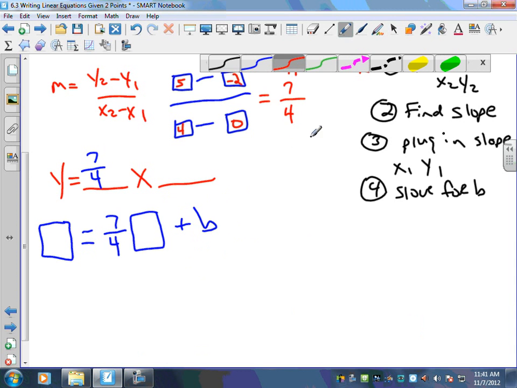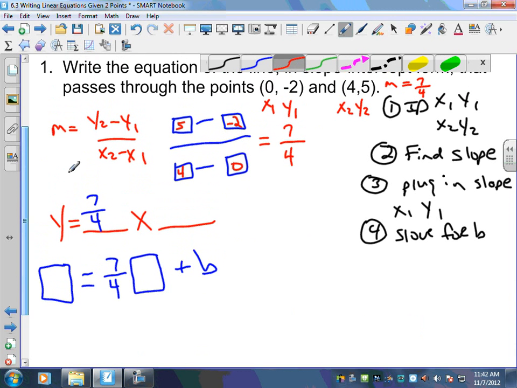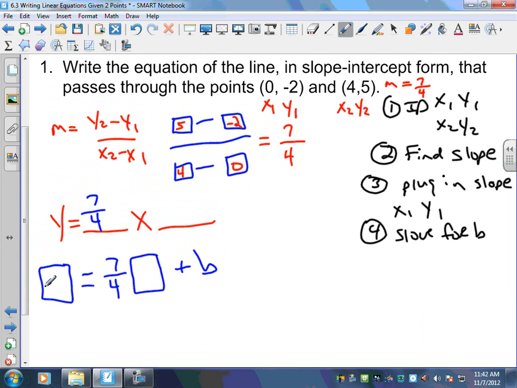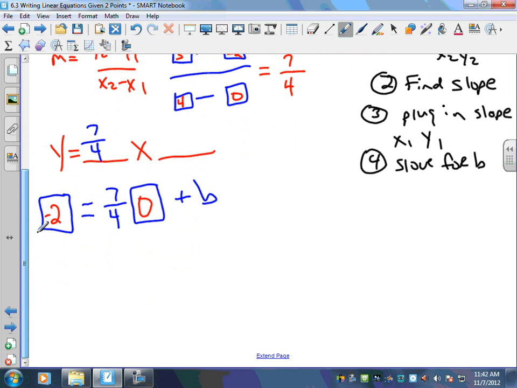Okay, so now, if I look back up here, what is my y1 value? Negative 2. So I put negative 2 right here. What is my x1 value? 0. Now this becomes very easy because negative 2 equals, notice how I'm rewriting everything. What is anything times 0? 0. So 7 over 4 times 0 becomes 0 plus b. What is anything plus 0? Anything. So b plus 0 is b, so negative 2 equals b.